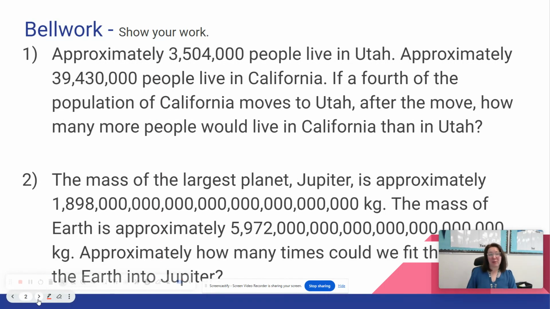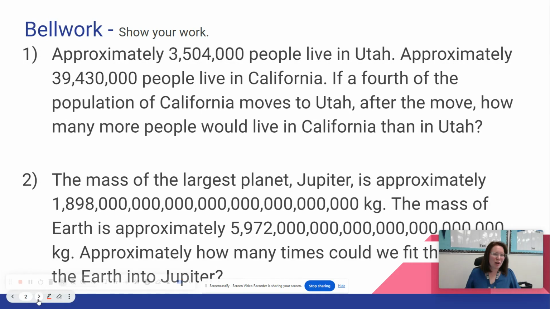So here was the bell work that we had today, word problems. And although they look like lots of words and big numbers, all we're deciding is are we adding, subtracting, multiplying, or dividing. That's all. Approximately, and these are true, I looked these up, 3,504,000 people live in Utah. Approximately 39,430,000 people live in California. If a fourth of the population of California moves to Utah, after the move, how many more people will live in California than in Utah?